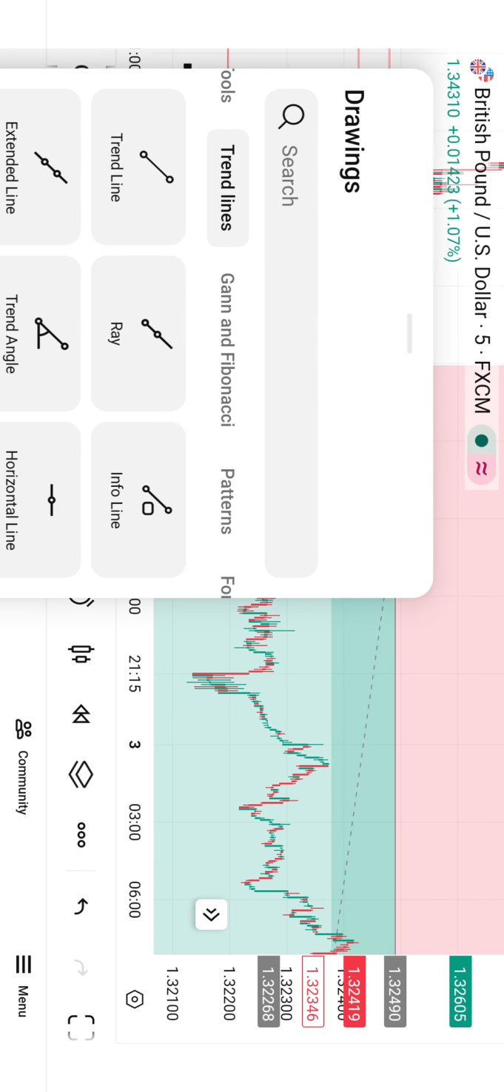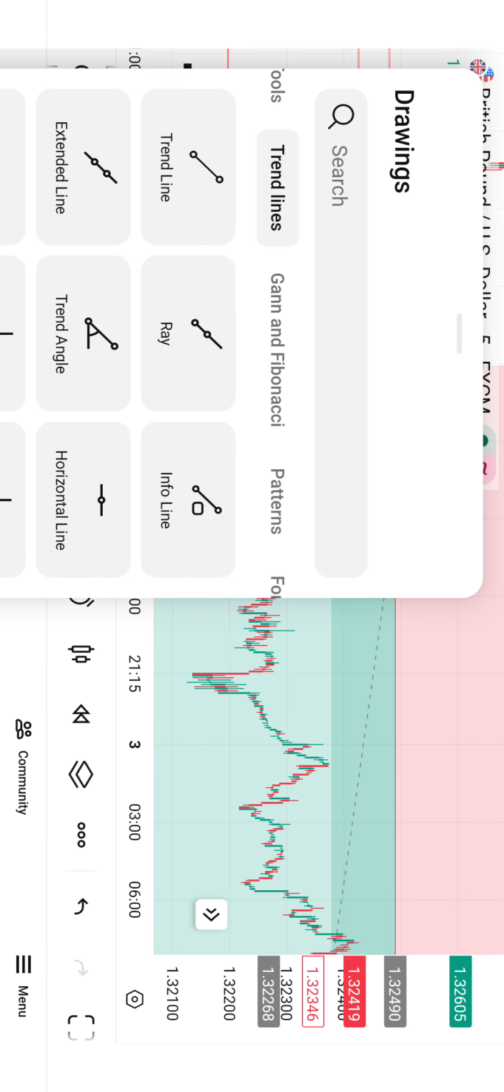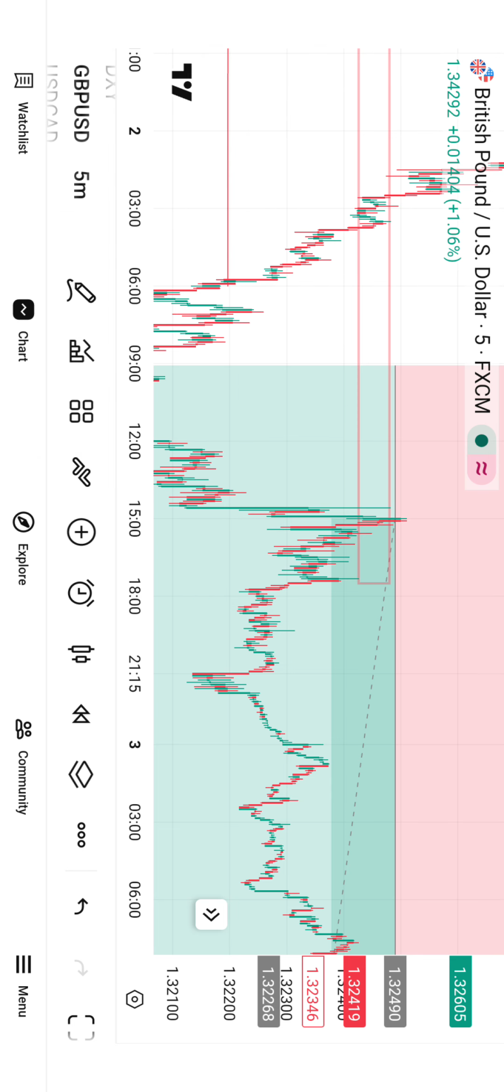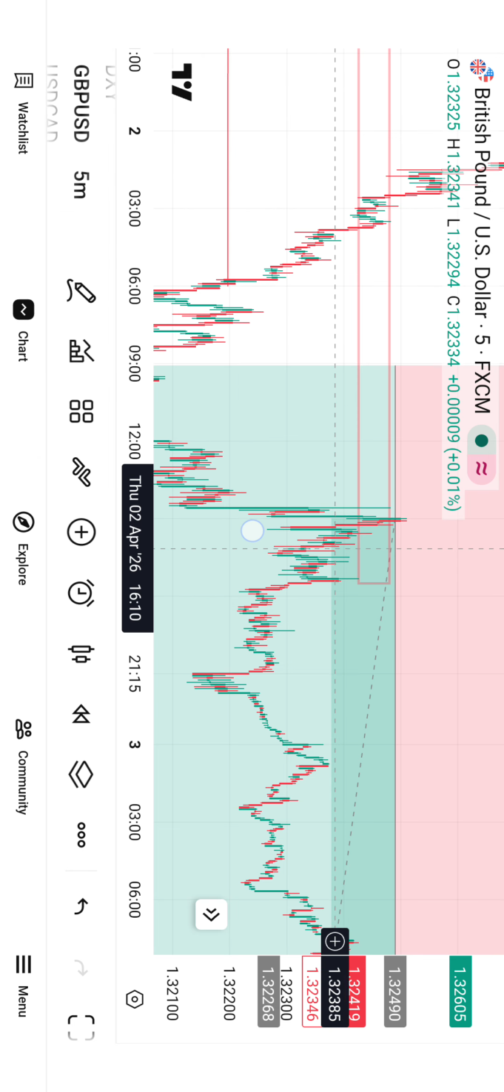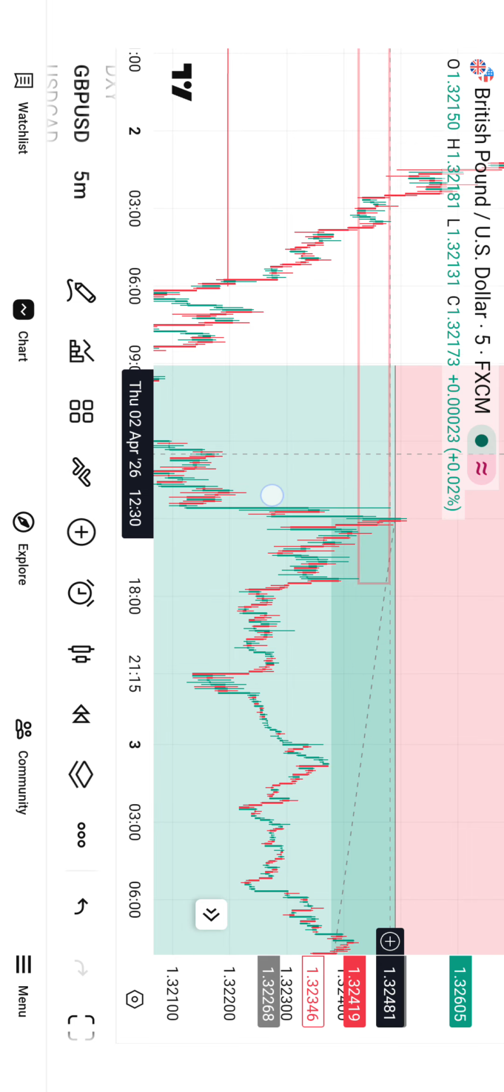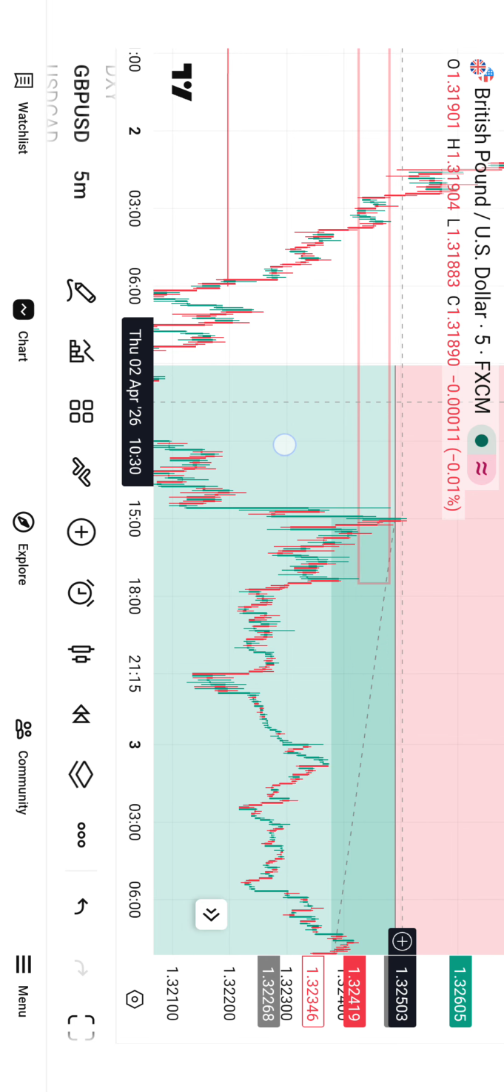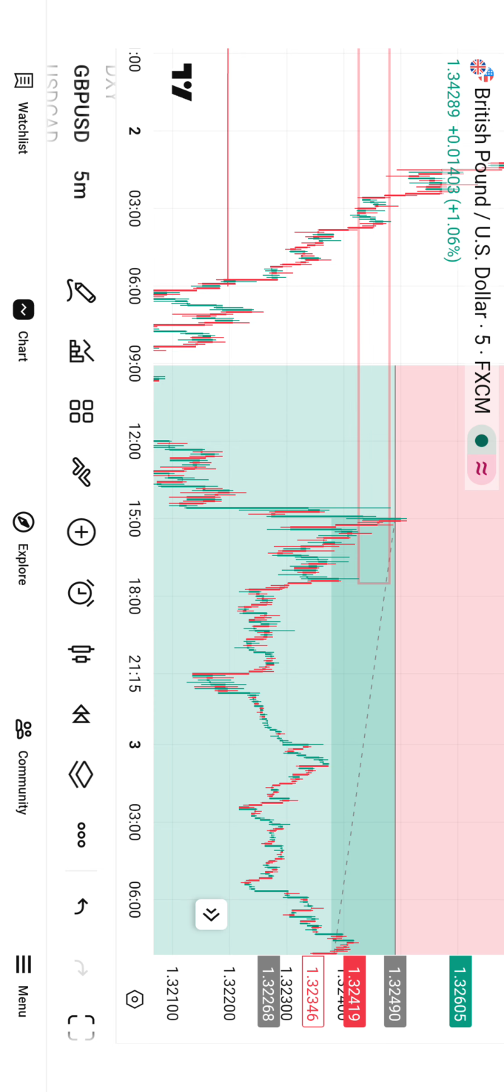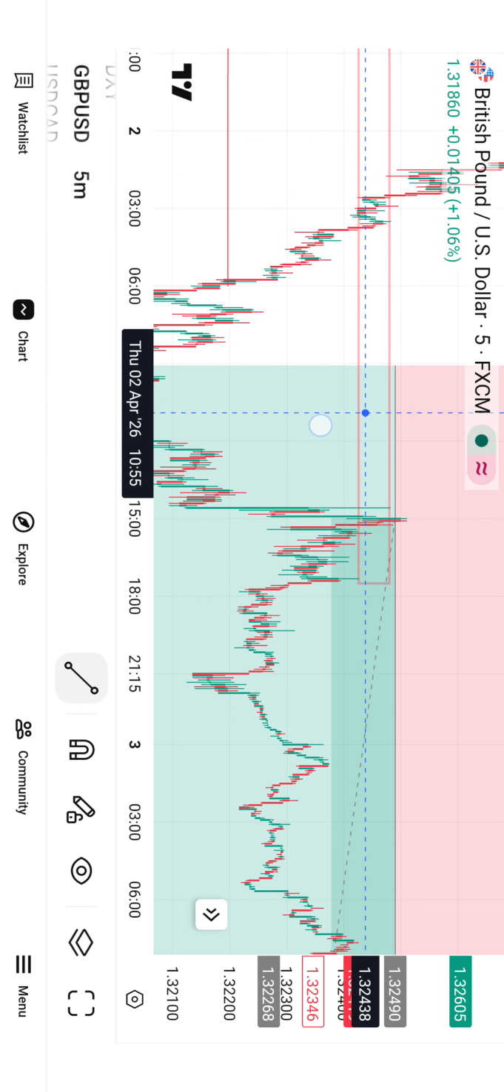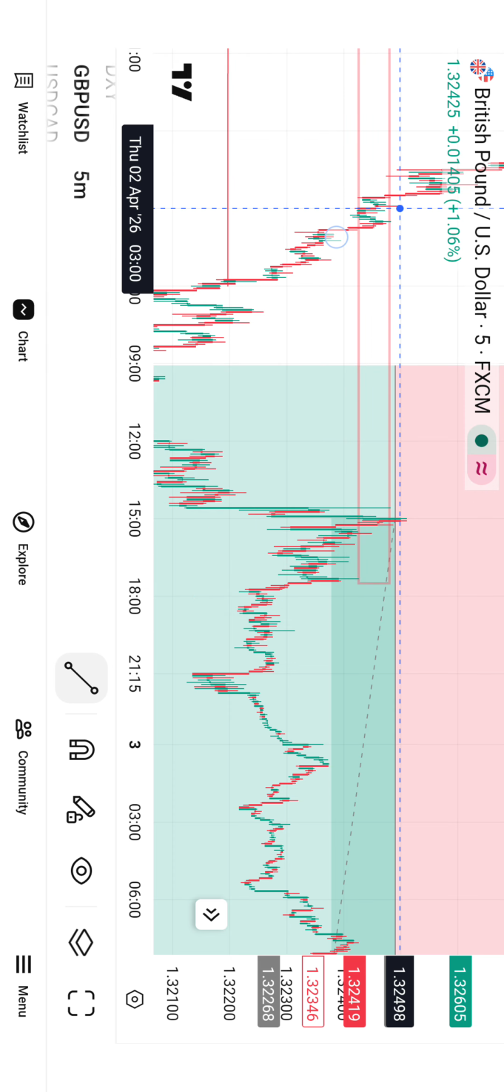Yes, that's how we did the entry. You could see this order block right here. This will be right here. You could see this internal liquidity. Let me draw it. Internal liquidity right here.